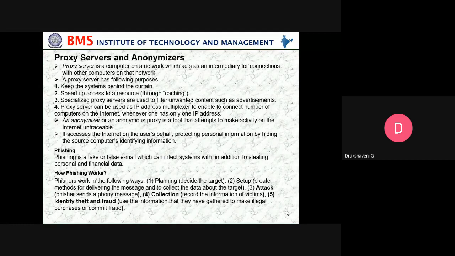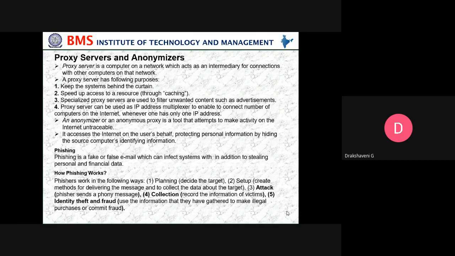Next, we move on to proxy servers and anonymizers. So what is a proxy server? Proxy means we replace the original server, replicate the original server. Why are proxy servers required? Proxy servers are used to speed up, the main reason, the transferring of data. So the proxy server is a computer on a network which acts as an intermediary. Intermediary means it is not the original server.